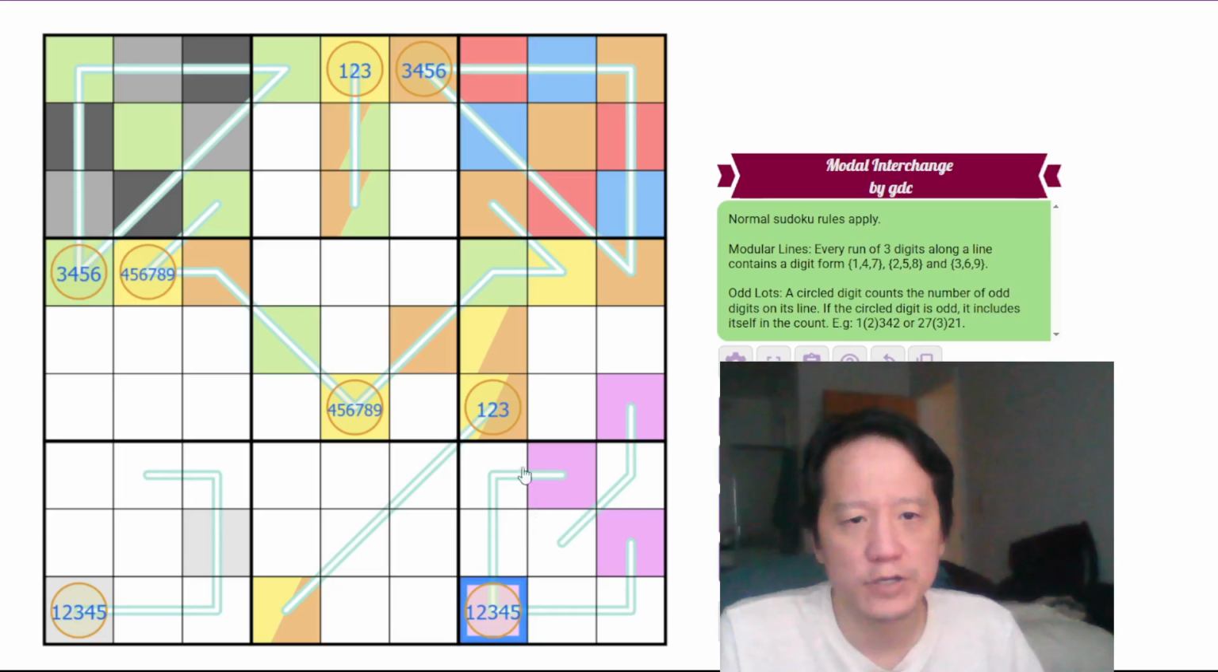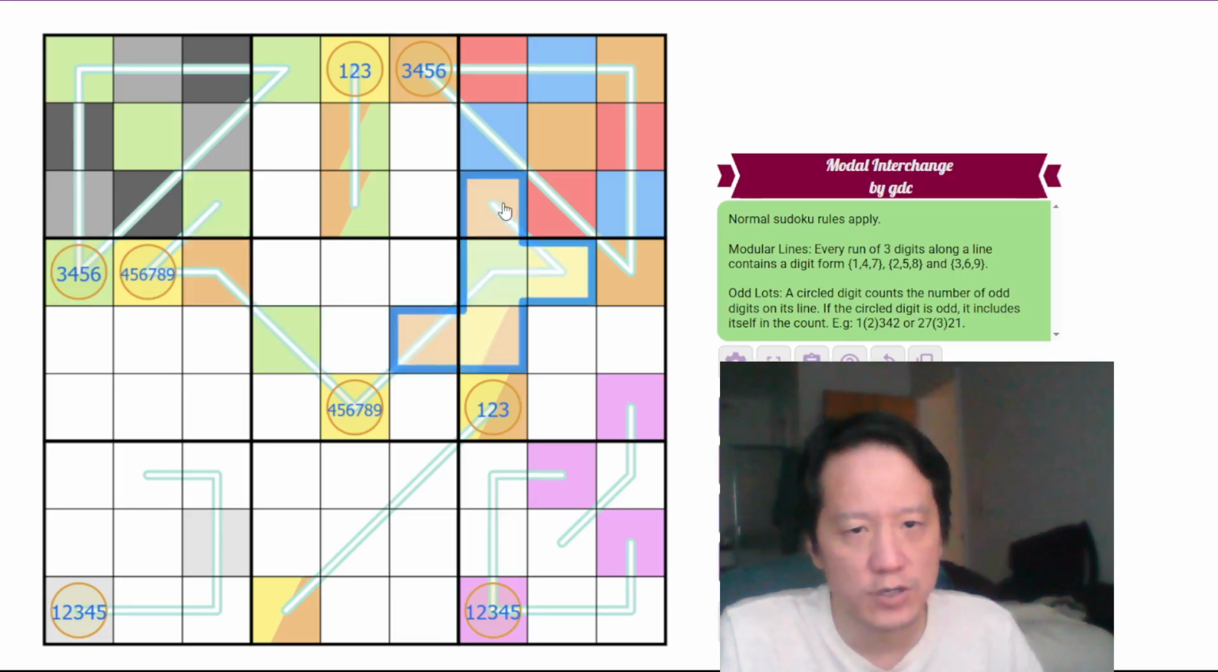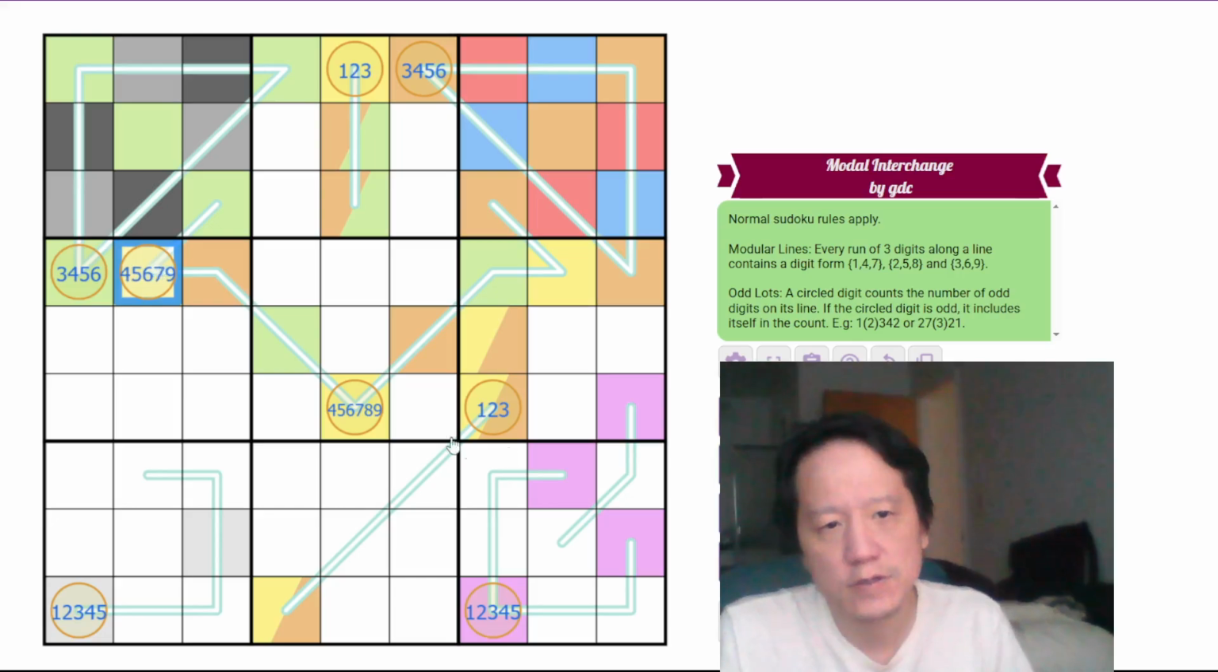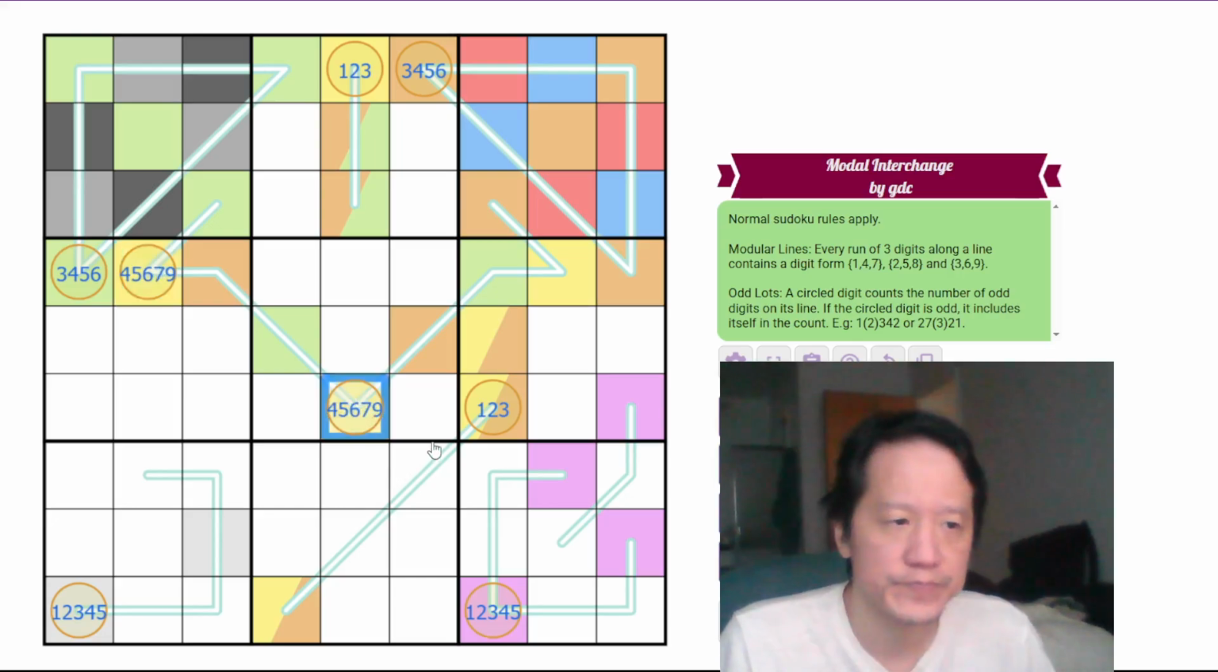Okay, what else do we know about this? It can never be 8. If it's 8, the problem is that this would be 8, this would be 8, and then we would only have 7 possible odd digits left. So this can never be 8.